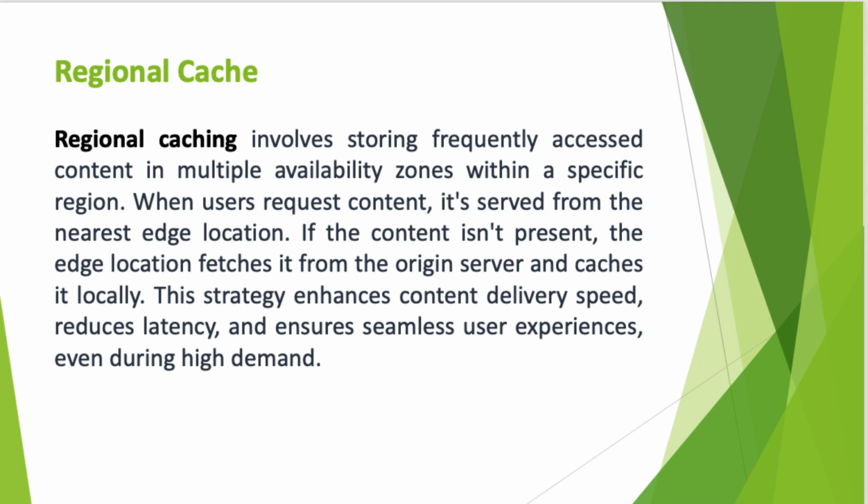Now, let's talk about regional cache. Regional caching involves storing frequently accessed content in multiple availability zones within a specific region. When users request content, it's served from the nearest edge location. If the content isn't present, the edge location fetches it from the origin server and caches it locally. This strategy enhances content delivery speed, reduces latency, and ensures seamless user experiences, even during high demand.